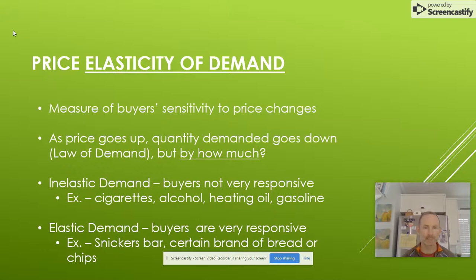Things with elastic demand are things where buyers are very responsive to price changes. I have some examples down there, like a Snickers bar, or a certain brand of bread or chips. If your favorite brand of Doritos goes up in price a little bit, you've got a million other kinds of junky chips you can choose from, so you might just buy something different. So things like that might have more elastic demand.